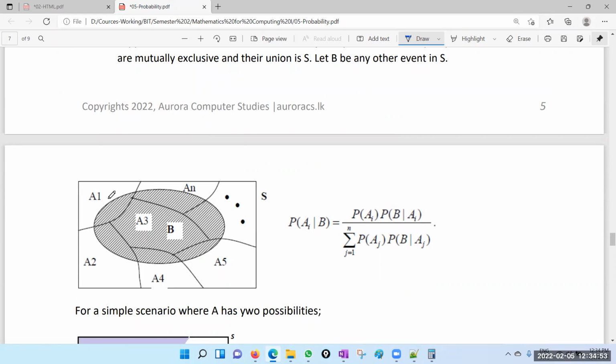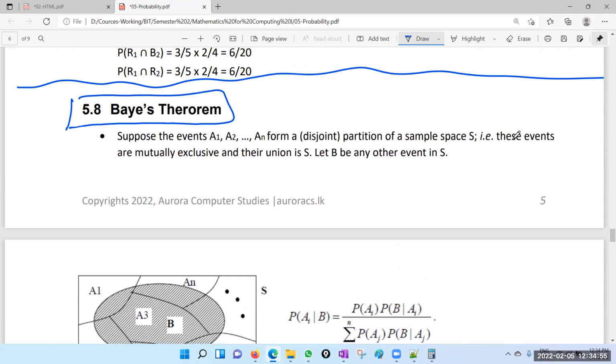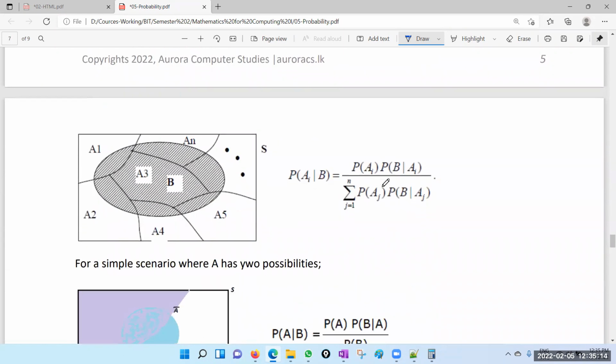Okay. So then, their union must cover everything. When you consider all those events, they must have covered all the possible outcomes. Let B be any other event in the sample space S. Then what is the probability of A1 or A2 or AI happening given B has happened?